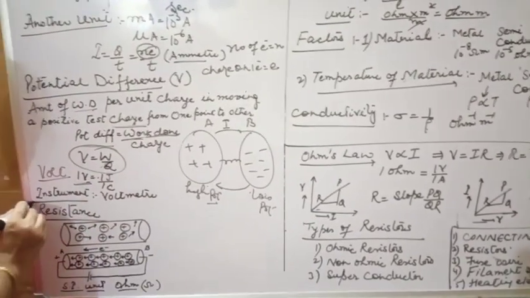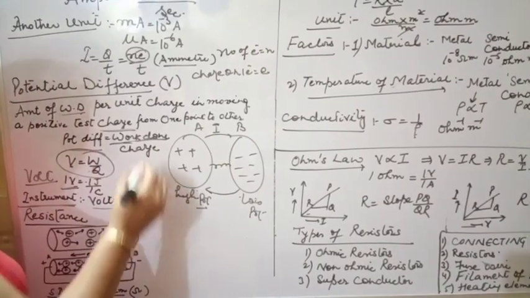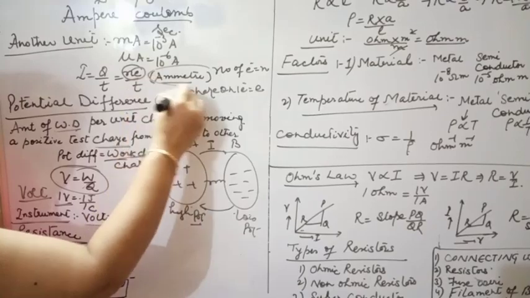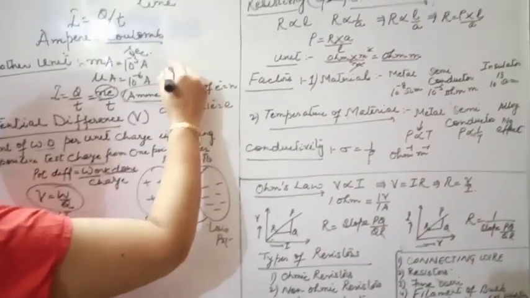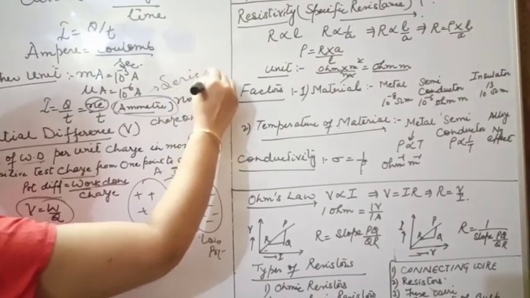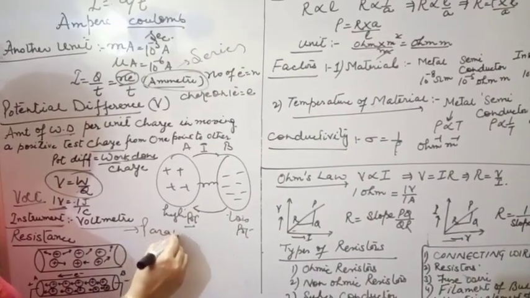So the instrument used to measure the potential difference in the circuit is the voltmeter, and the instrument used to measure the current in the circuit is the ammeter. Remember that an ammeter is always connected in series in the circuit, whereas a voltmeter is always connected in parallel in the circuit.